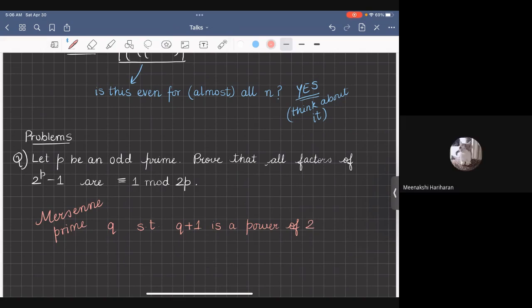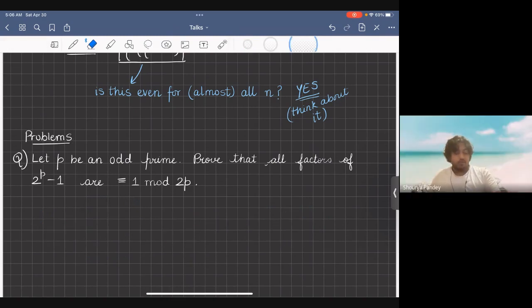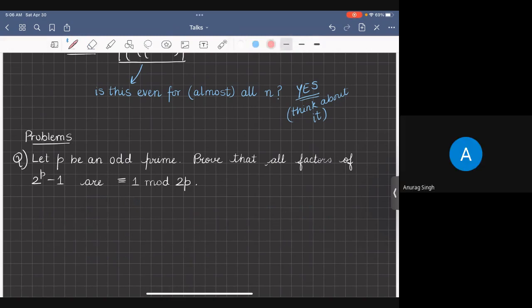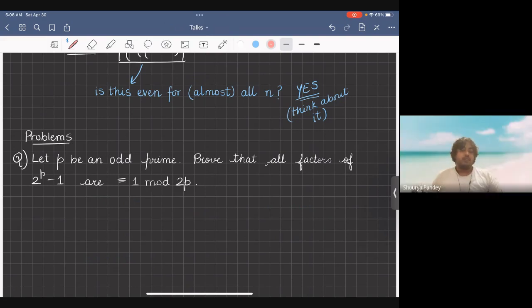But yeah, we have to prove that all factors of 2 to the p minus 1 are congruent to 1 mod 2p. But can't we multiply by some n and get that it is congruent to n mod p? Oh, sorry, factors. I thought multiples. Yeah, that's fine.